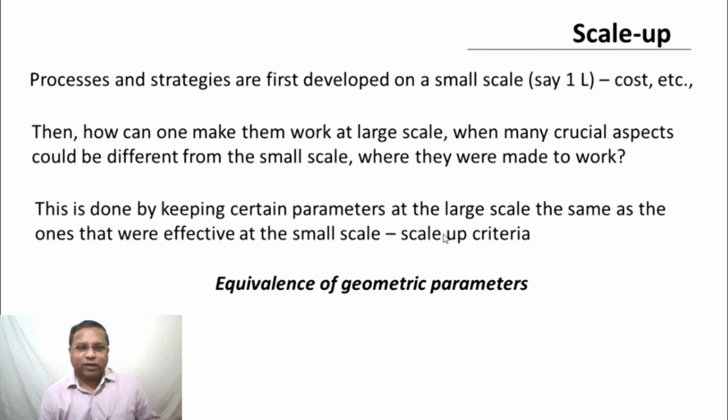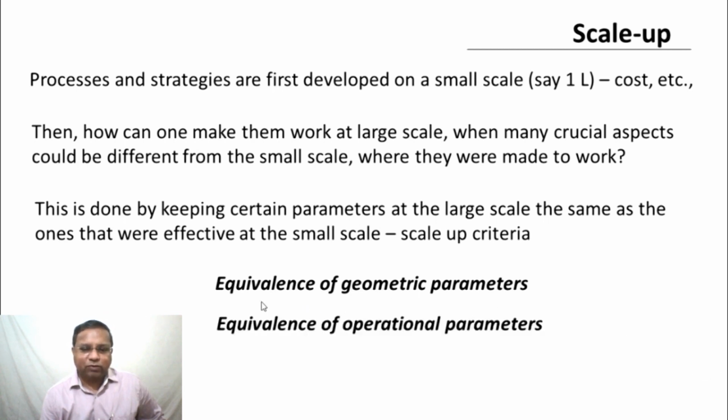For scale up criteria, we cannot choose anything and have that as a scale up criterion. We cannot say that the diameter of the impeller should be the same, then it will not work, right? Or we shouldn't say that probably the shaft diameter should be the same. That doesn't make any sense. So appropriate things need to be the same at two levels, at the small scale as well as at the large scale. What is normally seen is equivalence of geometric parameters, as they are called, and equivalence of operational parameters.